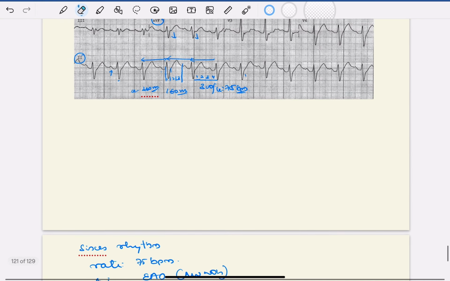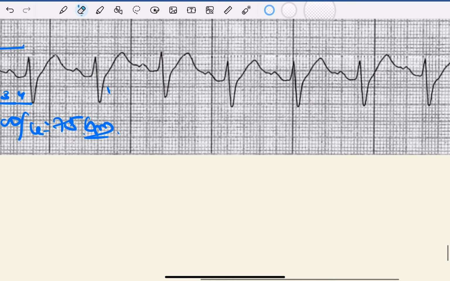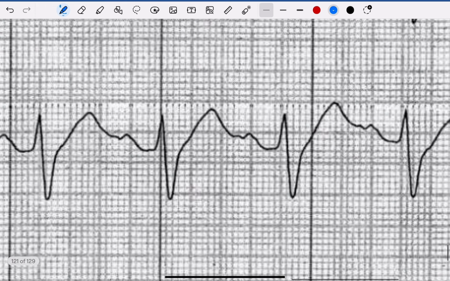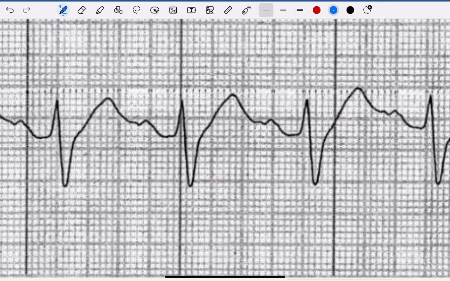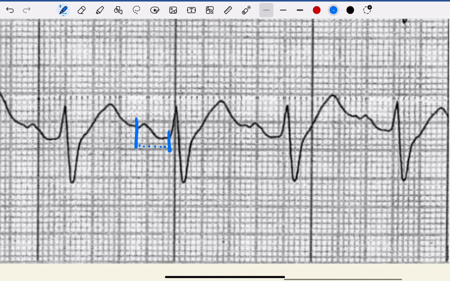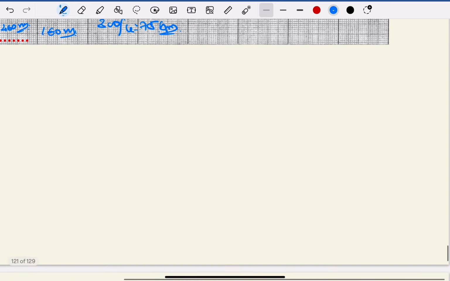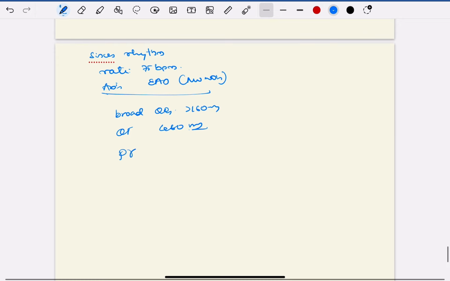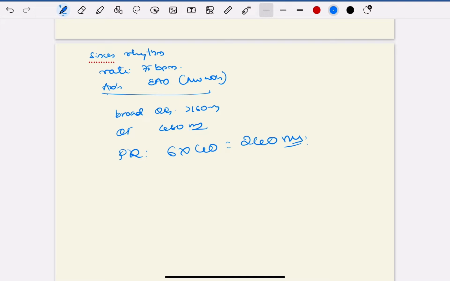Next, what is abnormal here is the PR interval. Look at the PR interval: this is the start of the P wave, and this is the start of the QRS. 1, 2, 3, 4, 5, 6 small boxes. 6 small boxes means 6 into 40 milliseconds, around 240 milliseconds, which is prolonged. Anything more than 200 means the PR interval is prolonged.